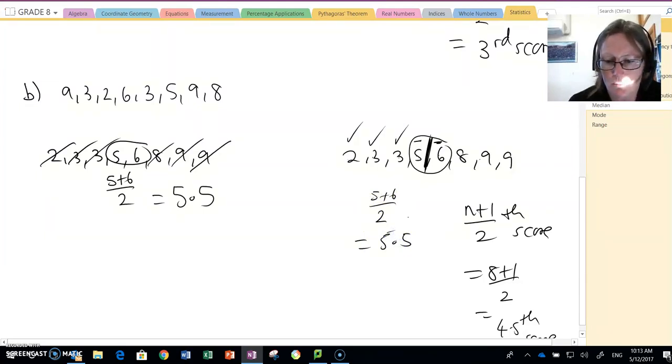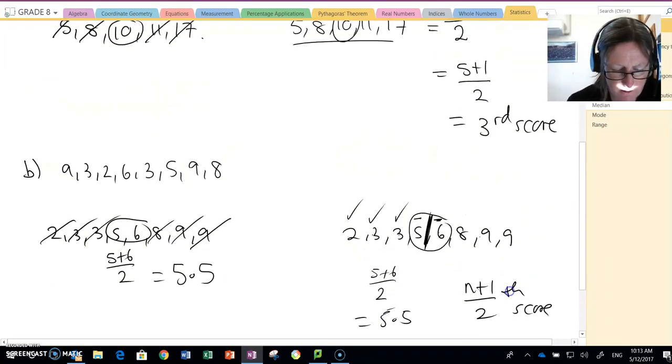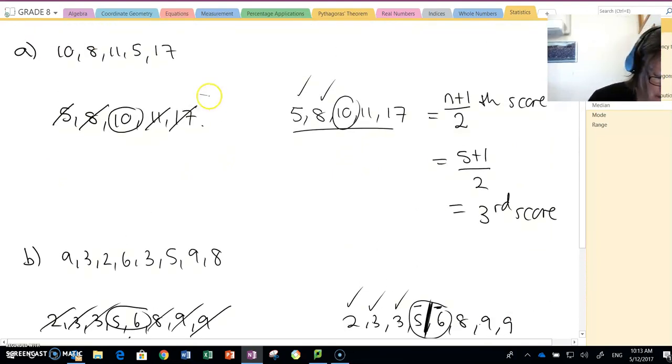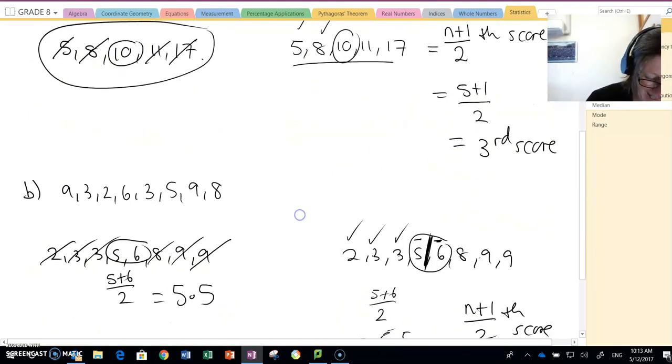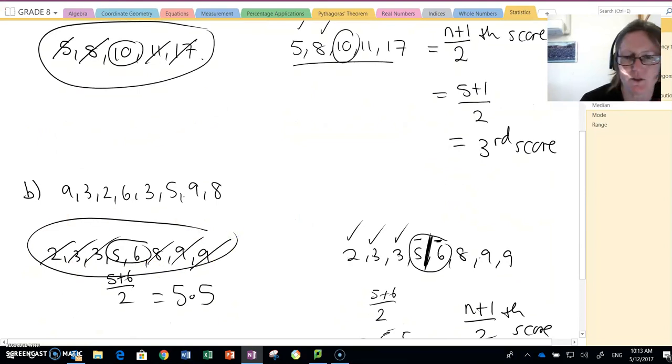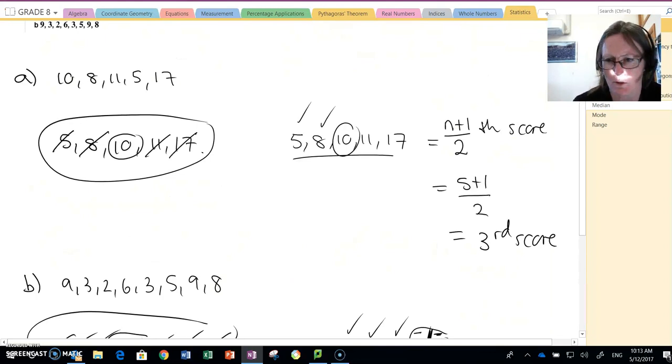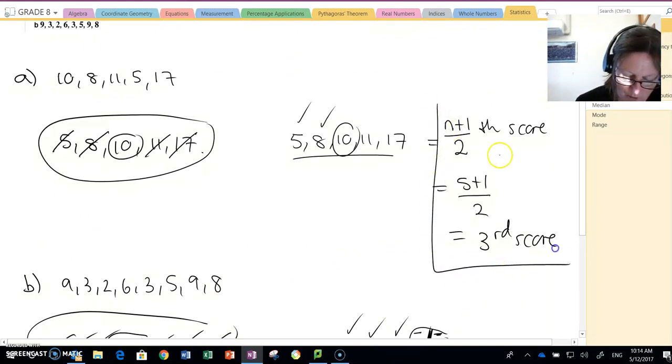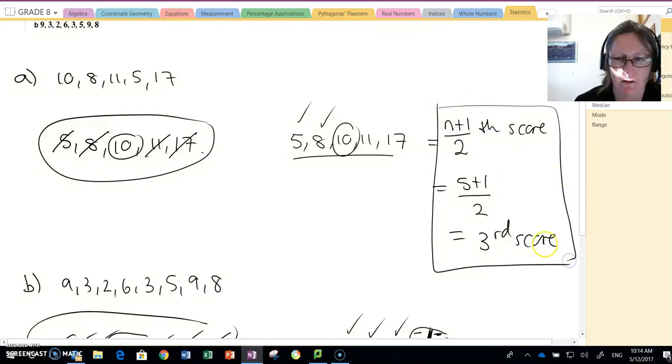So there's the two methods for working out the median. I actually find this first method, the crossing off each end, the easiest in these cases because there's not a lot of scores. If there was more scores, it might get a bit tedious crossing off each end and remembering where you've crossed. So n plus 1 divided by 2 would be the method to use.